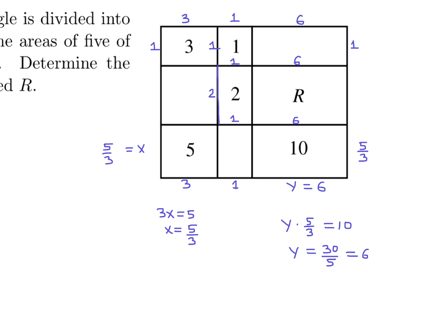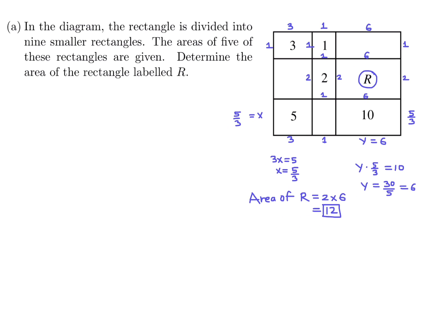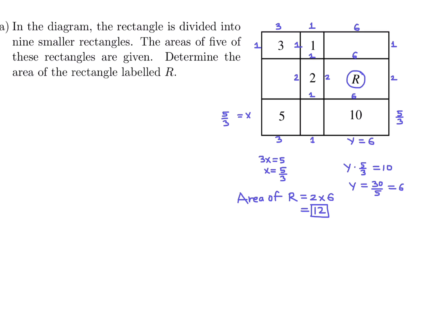Well, we got it. We know that this is 2. That means this is 2, right? The length of those sides. And this is 2. So finally, the area of R must be equal to length times width, which is 2 times 6. And that is 12. So there you go. Determine the area of the rectangle labeled R. Well, that area is 12.